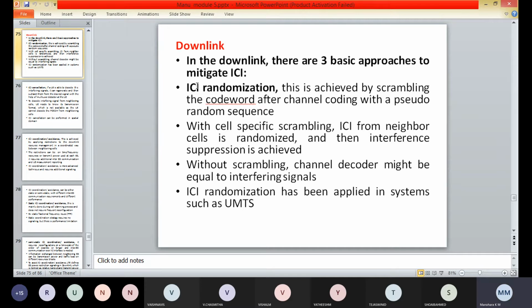It is a universal mobile telecommunication system. So moving on to the ICI cancellation. Here, if the user equipment is able to decode the interfering signal, it can be regenerated and then subtracted from the desired signal, which can be achieved by a multi-user detector at the user equipment.